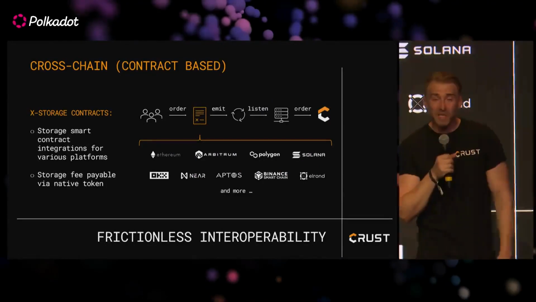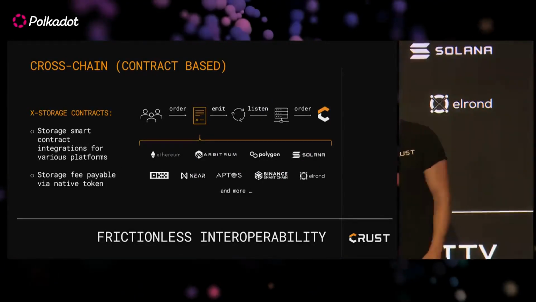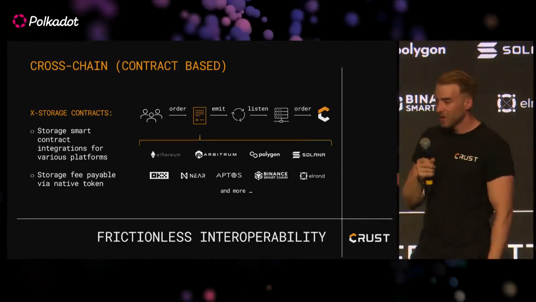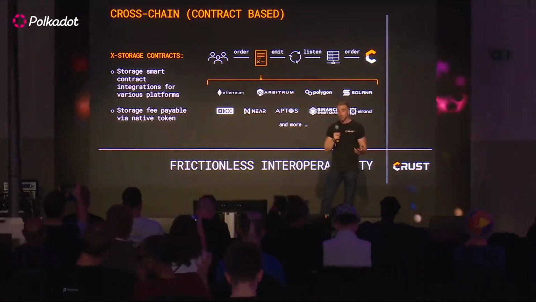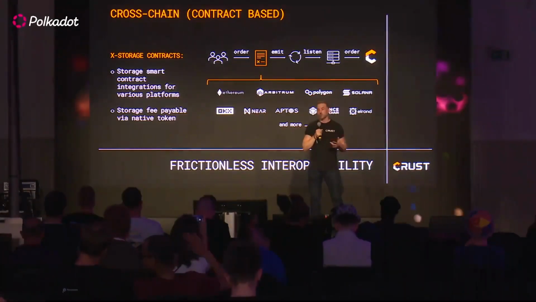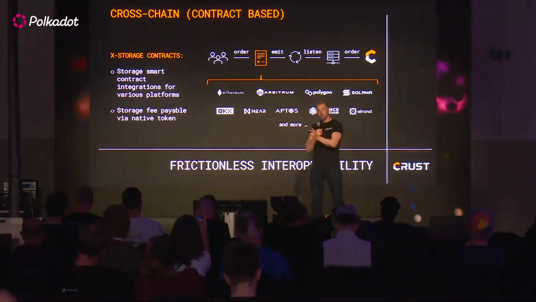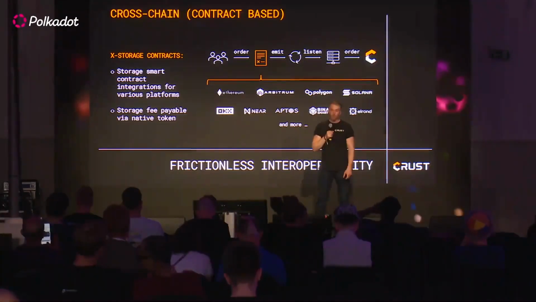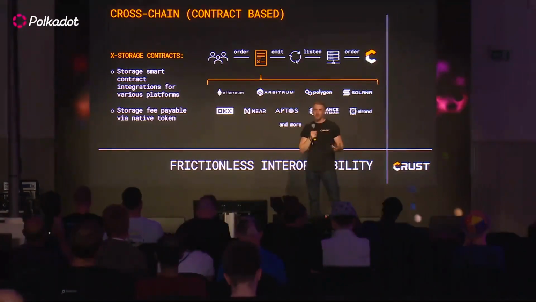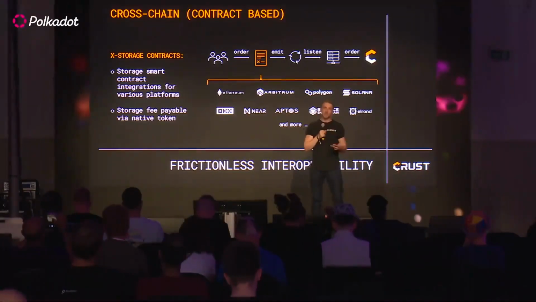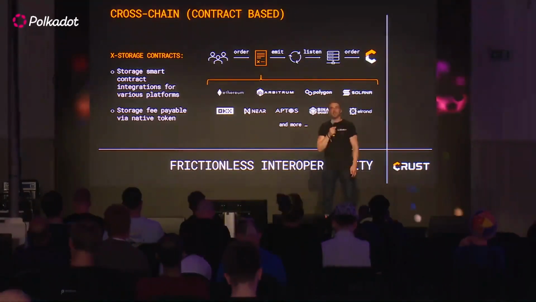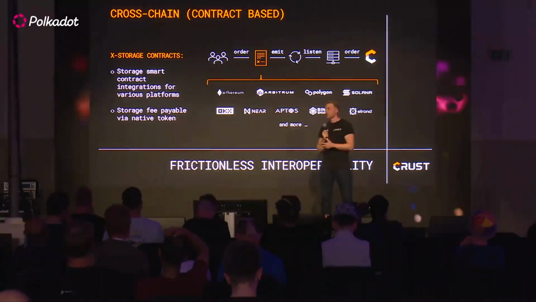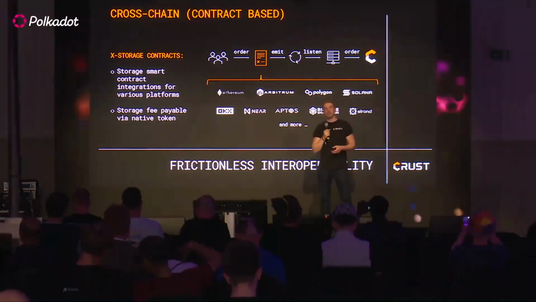We might be a Substrate-based chain, but definitely not limited to the Polkadot ecosystem. In fact, we provide our storage services to many other contract-based ecosystems, and we do that via native cross-chain smart contracts, which we deploy to their ecosystem. This means that developers from many other ecosystems can leverage our services and can pay in their native token. And another cool fact is that Crust is actually mentioned in the official documentation of Ethereum, of Polygon, of Near, and many more as a recommended storage solution.